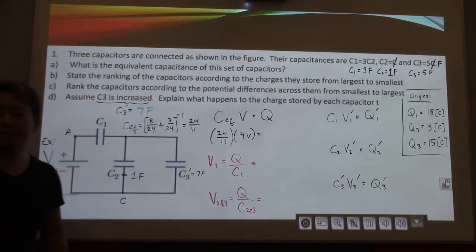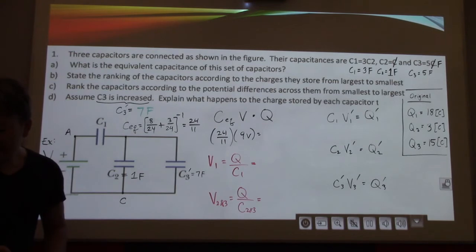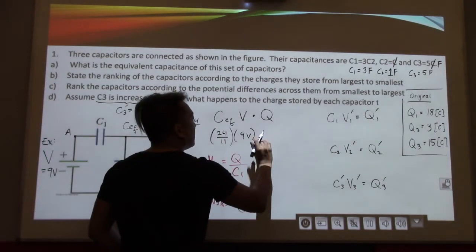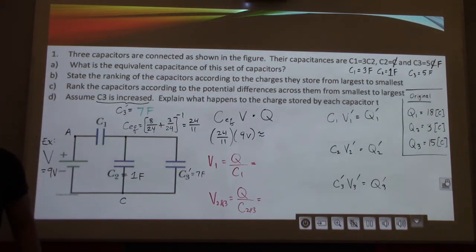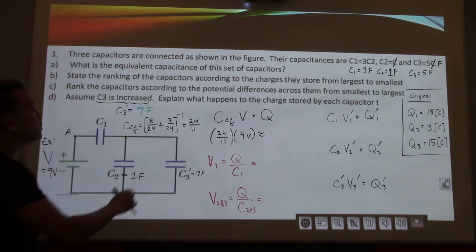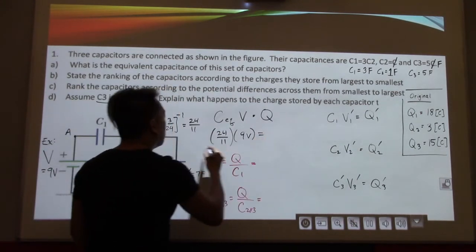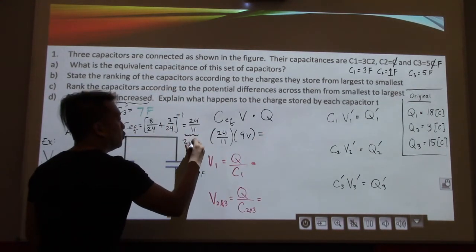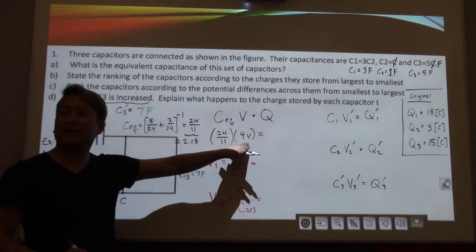Doesn't give us a nice number, does it? Luckily I have it calculated here. 24 over 11 is 2.18 approximately. So 2.18 times 9, what does that give us?